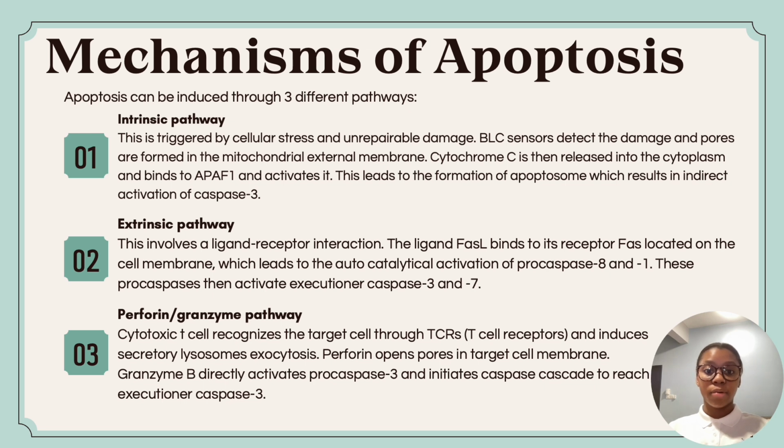Lastly, the perforin pathway involves the cytotoxic T cell recognizing its target cell through receptors, which induces the secretory lysosome exocytosis. Perforin then opens pores on the cell membrane to allow entry for granzyme A and B. They then activate procaspase 3 and initiate the caspase cascade to reach caspase 3.